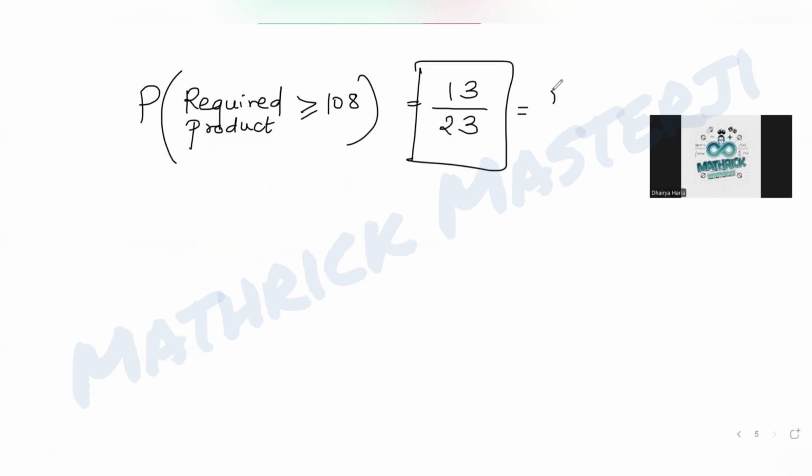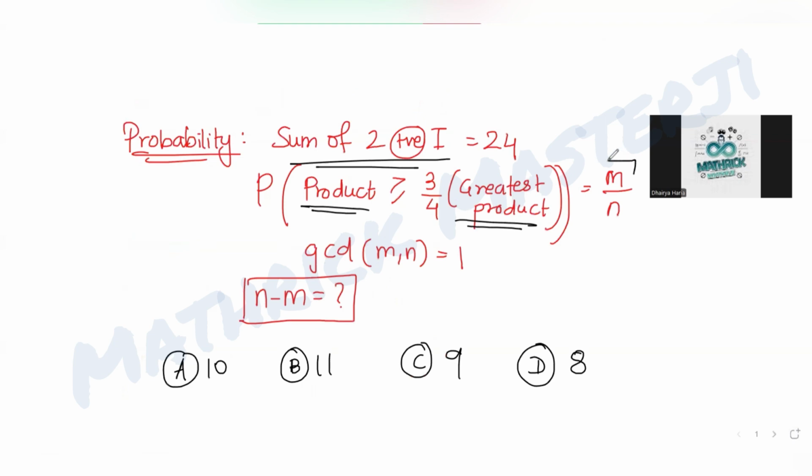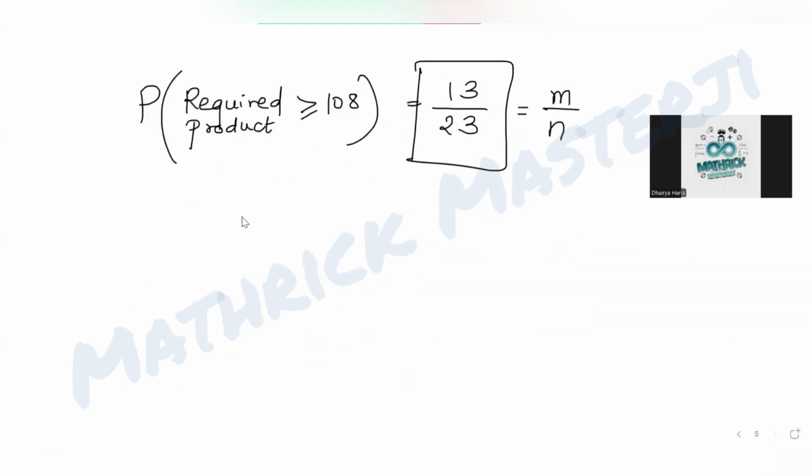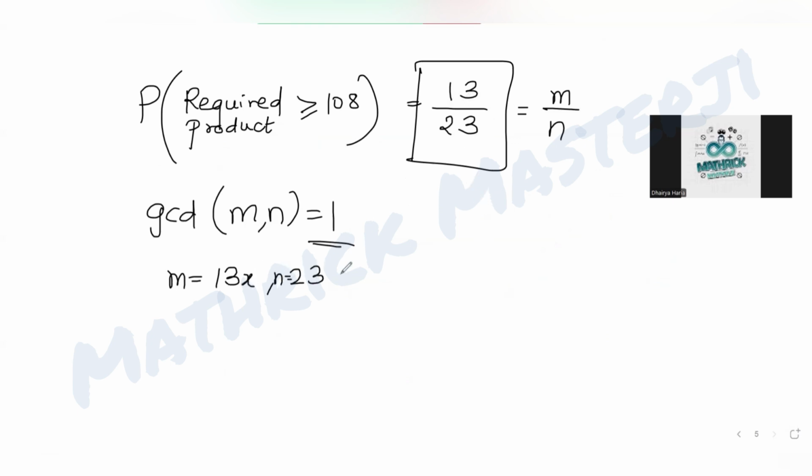And when that becomes 13 over 23, if I equate it with m over n, according to the question, I can find m and n by comparing them. And they have also told us GCD of m comma n is 1. Means there should not be any common factor between m and n except 1. So I can have m and n as 13 and 23. Because it is the ratio, I can write m as 13x and n as 23x. But since there's nothing common between them except 1, x should be 1. That common multiple should be 1. So that gives me m is 13 and n is 23.